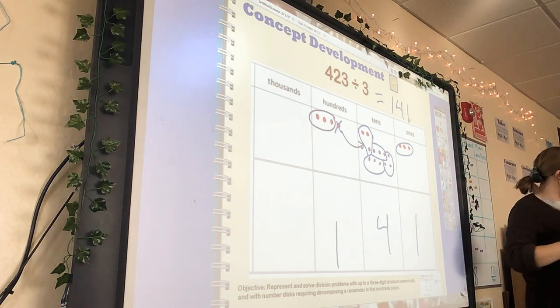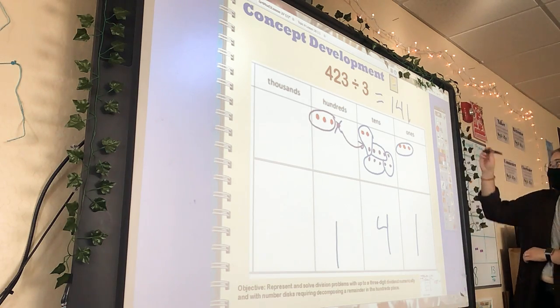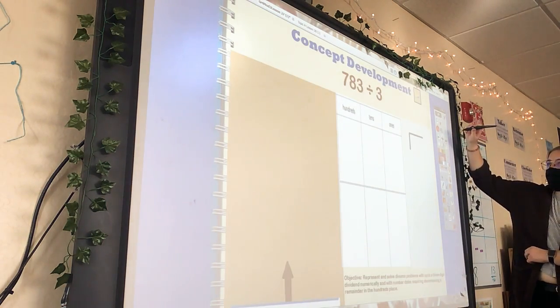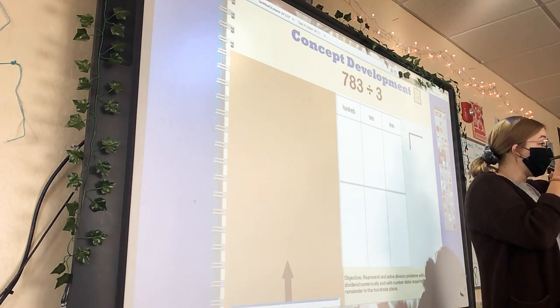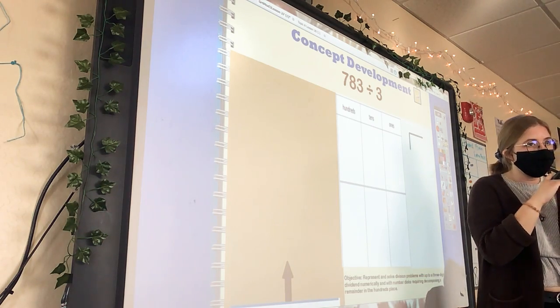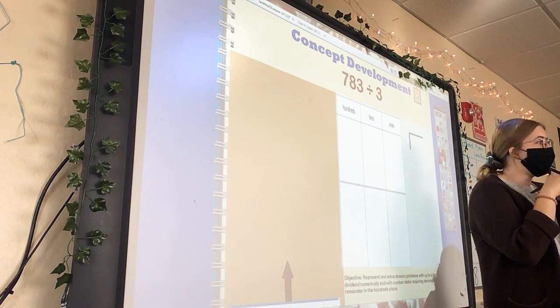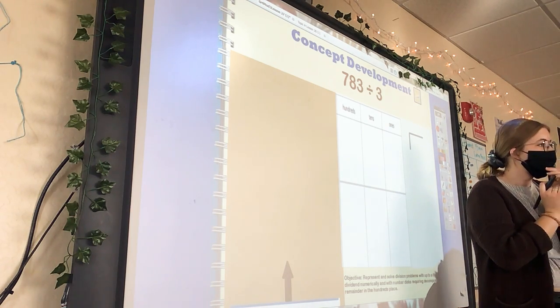Okay, everybody with me so far? Yes. Questions on that? No. All right. Cool. Go ahead and flip to the place value chart whiteboard that you've got in your folder. If you don't have your folder today, you're using paper and a pencil. Ready, go.